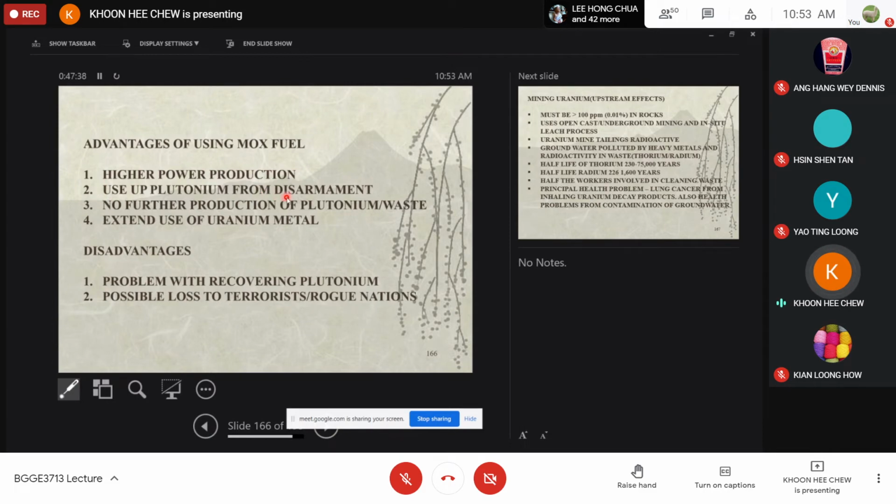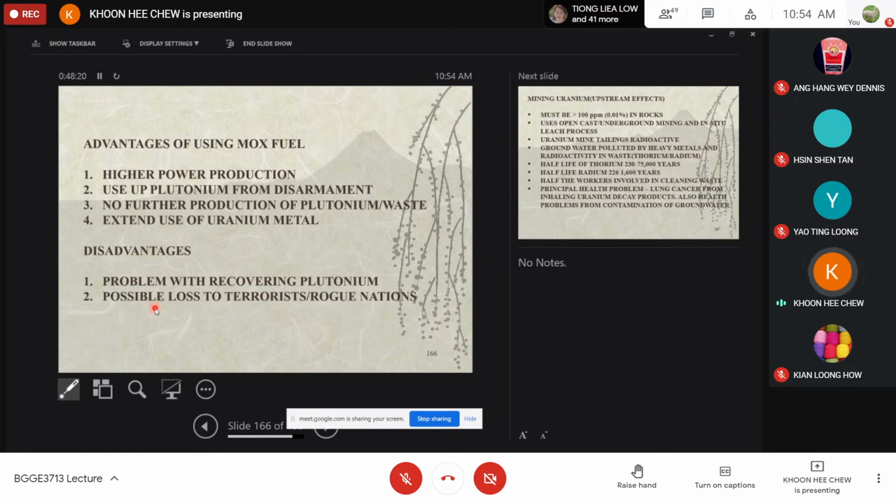Use up plutonium from disarmament: you use up the plutonium obtained from the disarmament of nuclear weapons. No further production of plutonium waste; there is no further waste being produced. Extended use of uranium metal. This is the advantage of MOX, not nuclear energy as a whole. The disadvantages are problems with recovering plutonium; even though it does not cause any waste, recovering plutonium is a tedious process. And possible loss to terrorists or nations.